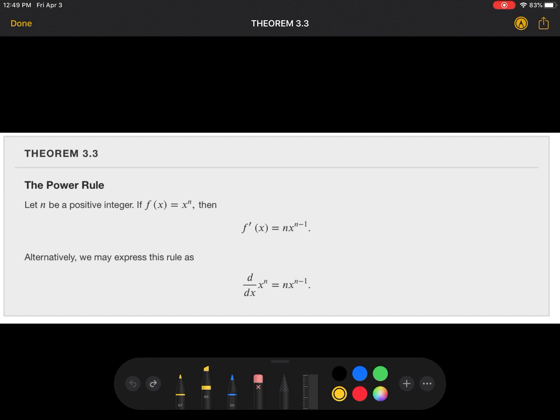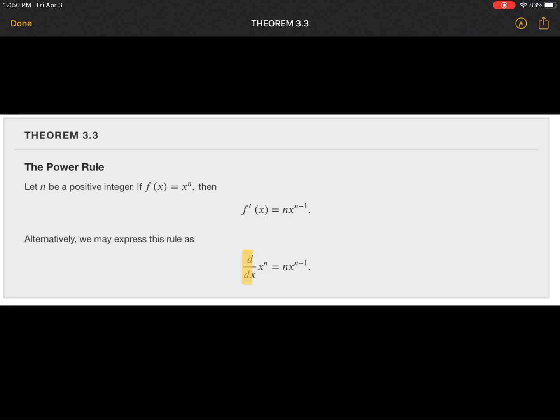Okay? So what this means, this d over dx, that's saying the derivative, the change in x. So it's saying the derivative of this x to the n equals nx to the n minus 1. And you could use that notation too if you wanted.